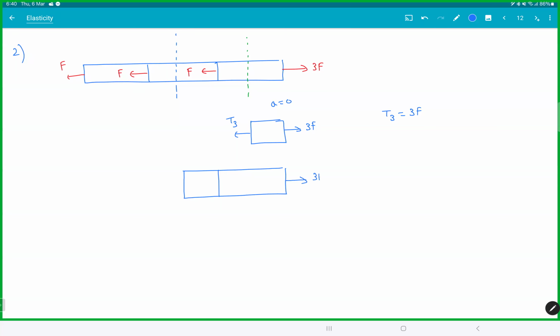So now this is 3F. This is F, and this is T2. The acceleration is also 0, so T2 is equal to 2F. Then if you want the tension here, cut it here. This will be T1. I will take the left piece, F, so T1 is equal to F. That means when you take this rod, the tension is not the same everywhere.